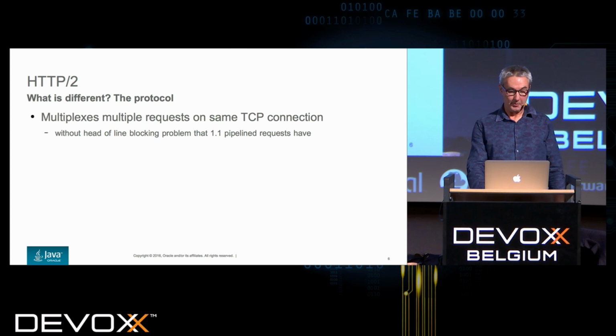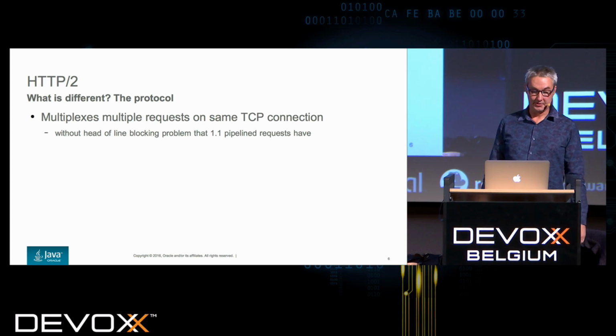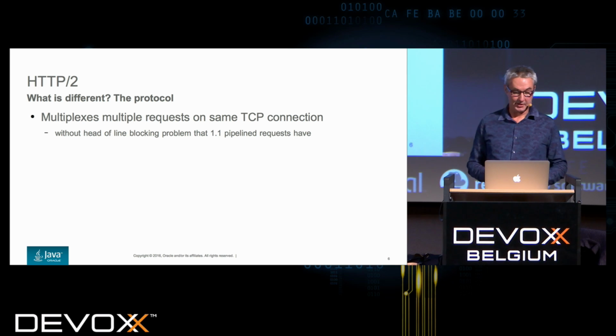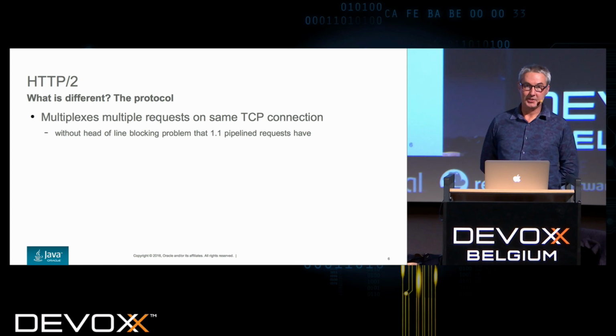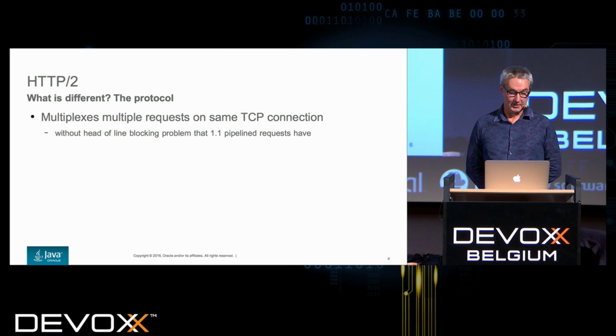So what's different? Well, the biggest difference obviously is the protocol. It's completely different, not backwards compatible at all, except insofar as a mechanism has been defined to allow an upgrade from an existing HTTP 1.1 connection to HTTP 2. But otherwise, the protocol is totally different. And the biggest difference probably is the way that HTTP 2 multiplexes multiple requests onto the same TCP connection, while avoiding the head-of-line blocking problem that HTTP 1.1 pipelined requests had.